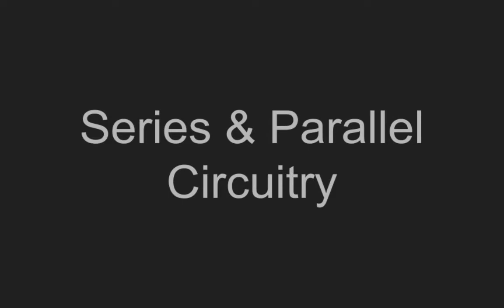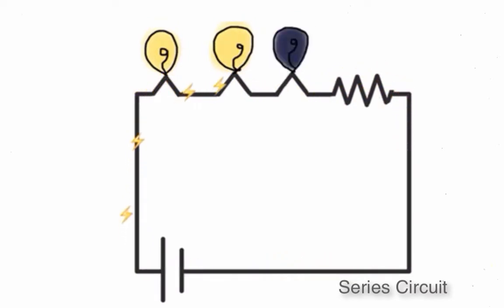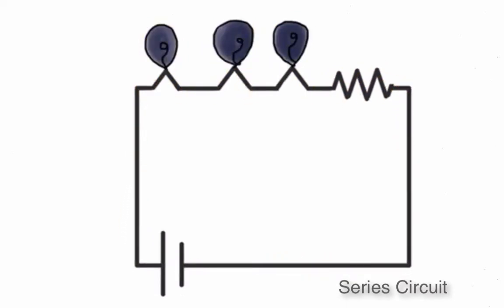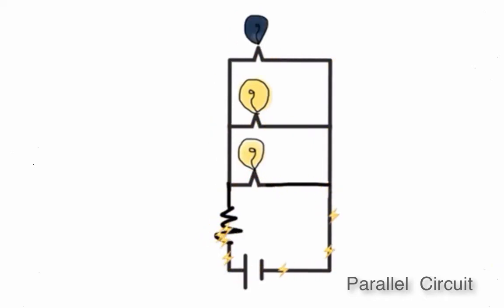There are two main circuits used to build things: series and parallel. In a series circuit, there's only one path for the current to follow. This means that if any components, say a light bulb, break or are removed, the circuit will no longer work. In a parallel circuit, there are multiple paths for the current to follow. Components connected in parallel each receive their own current. If one of the light bulbs in a parallel circuit burns out, the rest will continue to function because they are each receiving their own current.